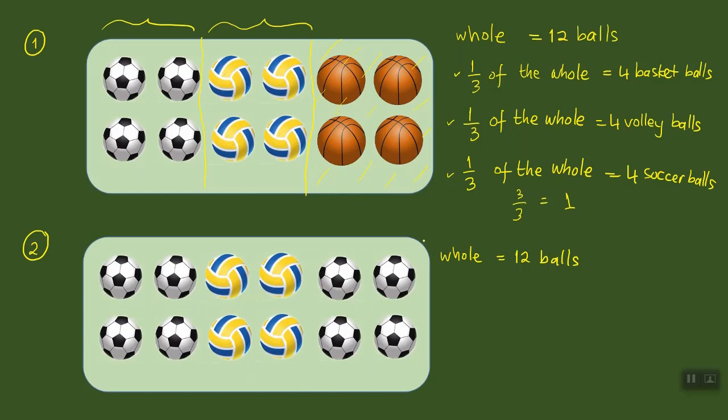The correct answer is 2/3 of the whole is the soccer balls. How many soccer balls? Here in this part is 1/3 part. We have 4 soccer balls, and the other here is another 1/3 part, 4 soccer balls. So the 2/3 altogether, this part and this part, contains 8 soccer balls.